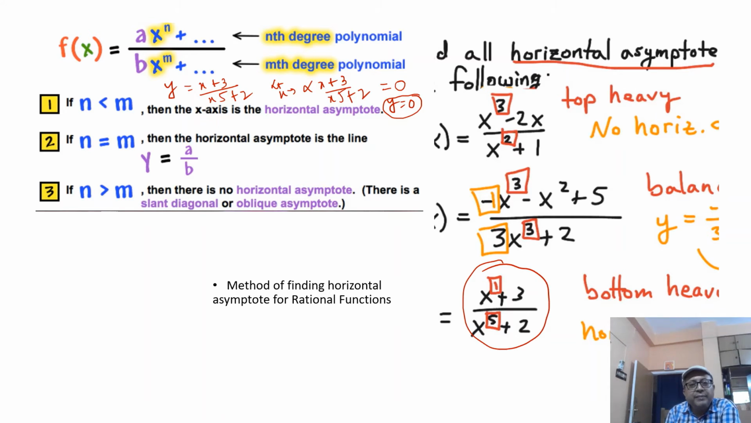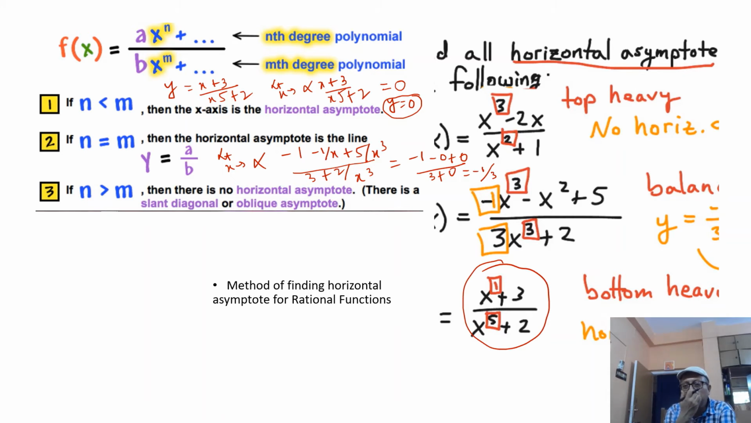Because the limit as x tends to infinity, if we do it for this example after dividing by x cube, is going to be minus 1 by x plus 5 by x cube in the numerator, and 3 plus 2 by x cube in the denominator. When x is tending to infinity, this value is going to be minus 1 divided by 3 plus 0. The answer is minus 1 by 3. So y equal to minus 1/3 is the horizontal asymptote.